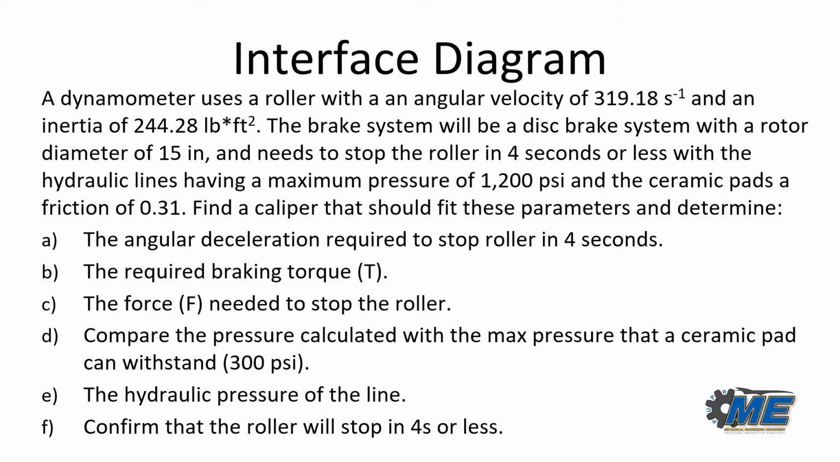The interface diagram for the emergency brake system. A dynamometer uses a roller with an angular velocity of 319.18 radians per second and an inertia of 244.28 pounds per feet square. The brake system will be a disc brake system with a rotor diameter of 15 inches and needs to stop the roller in 4 seconds or less, with the hydraulic lines having a maximum pressure of 1,200 psi and the ceramic pads a friction of 0.31.